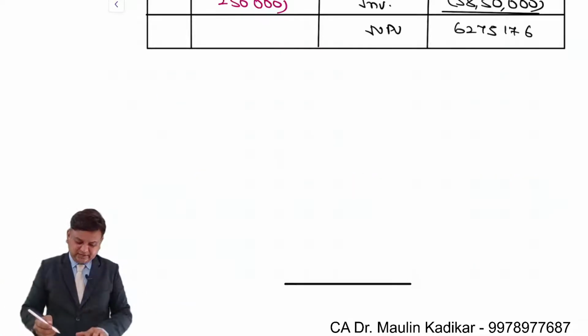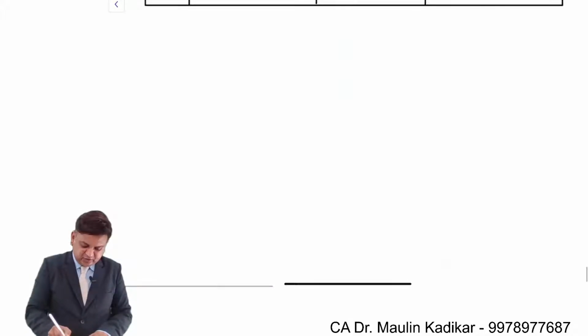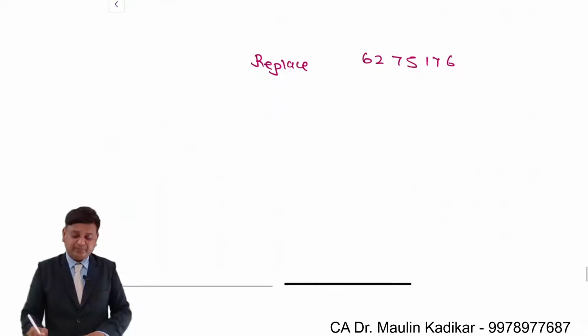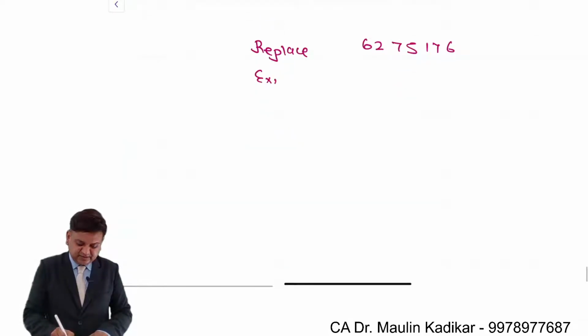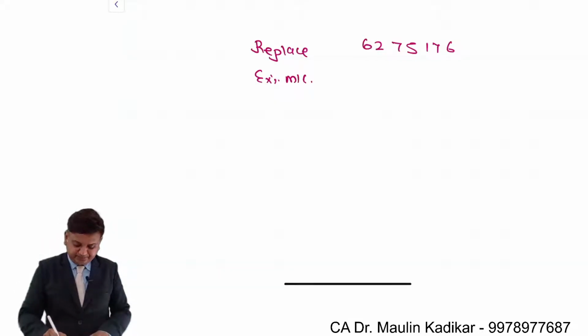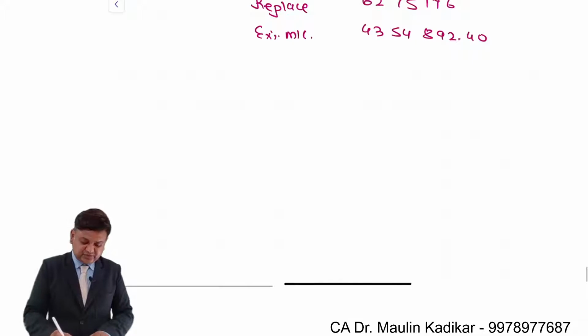So friends, over here we understand, if at all we replace existing machinery, then we will receive 62,75,176. And if at all we would have continued with existing machinery, then above we have found NPV, it is 43,54,892.4. So the difference of these two is given a technical name as NPV on replacement.